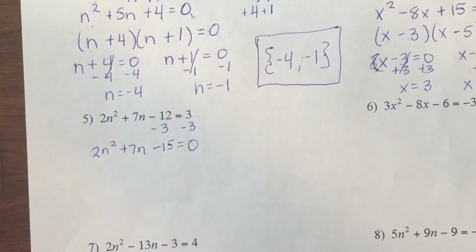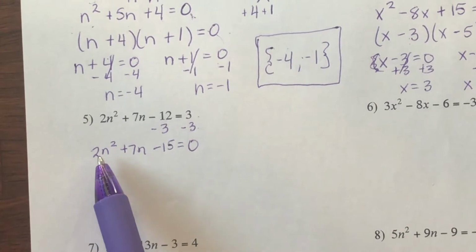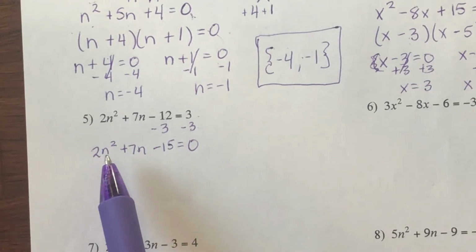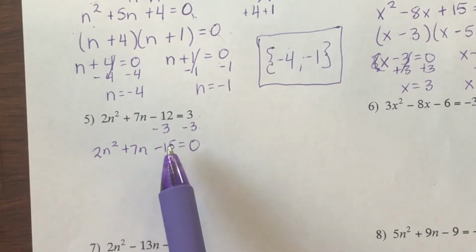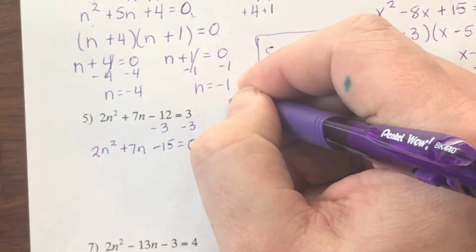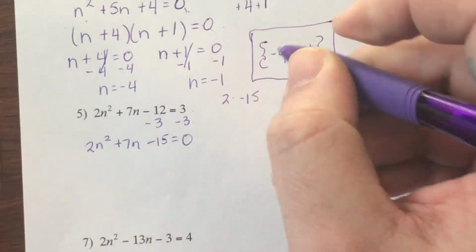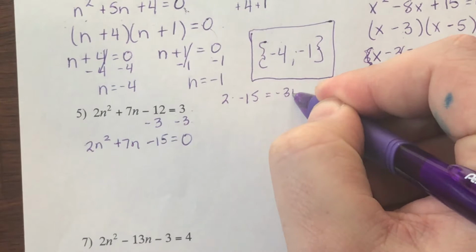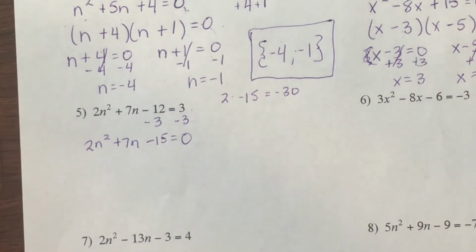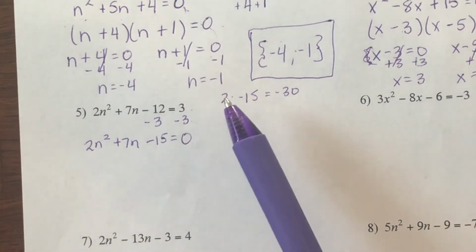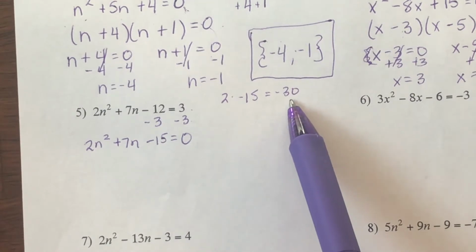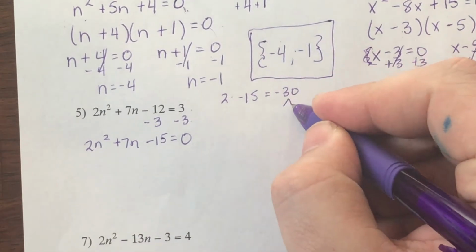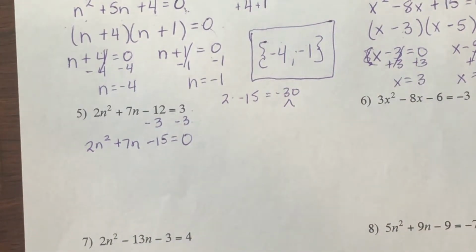And now that I have that, unfortunately, I don't have a leading coefficient of 1, so that means I'm going to have to factor by grouping. So 2 times negative 15, bring it up here. 2 times negative 15 is negative 30. So now I have to ask myself this question: what 2 factors will multiply to give me negative 30 but add to give me 7?